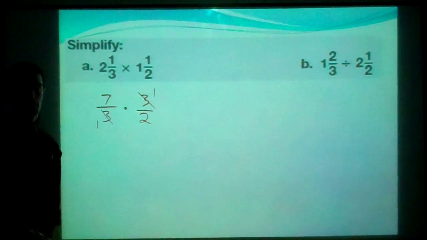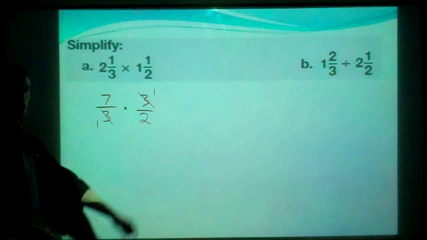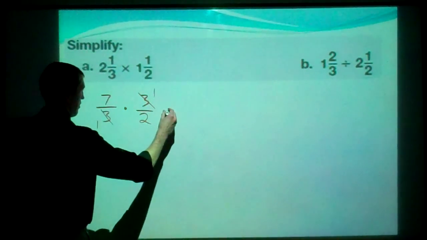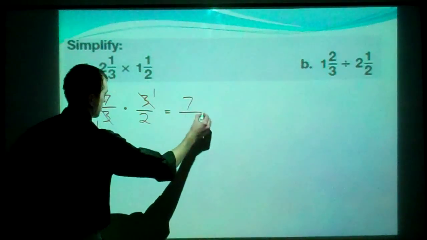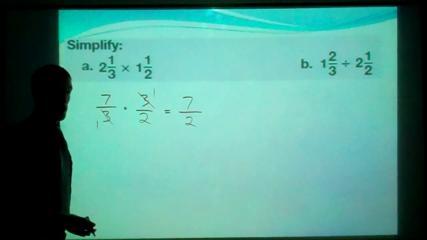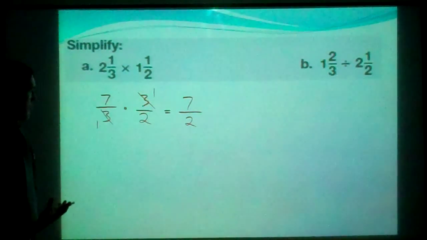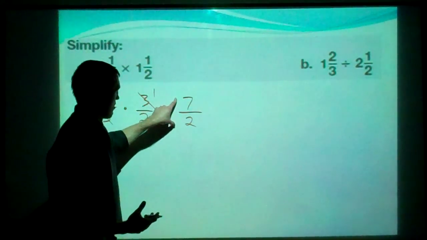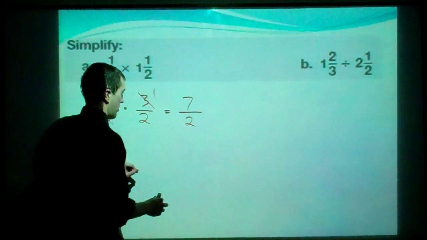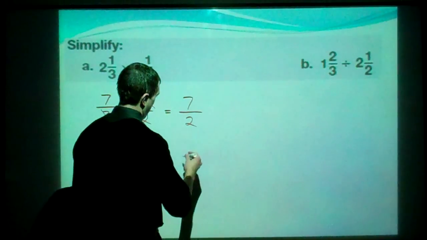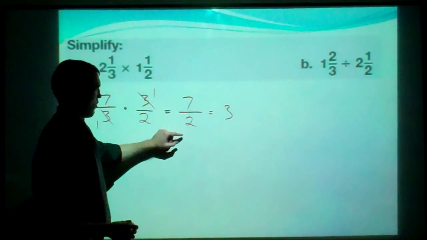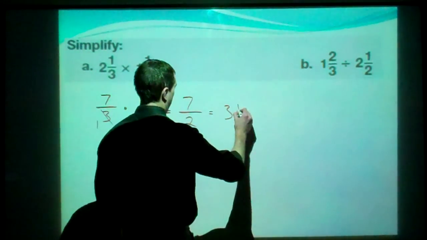7 and 2, they're both prime. They don't share any common factors. So now what we have is 7 times 1 is 7, and 1 times 2 is 2. Now we could turn this into a mixed number. So right now this is improper. I know that 3 2's go into 7. So we've got 3, and we've got 1 left over. 3 and 1/2.